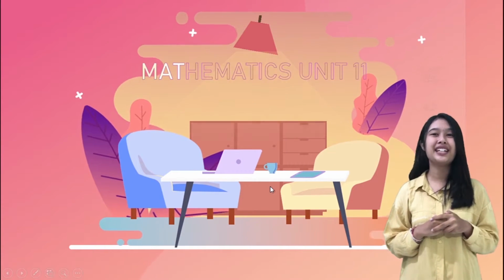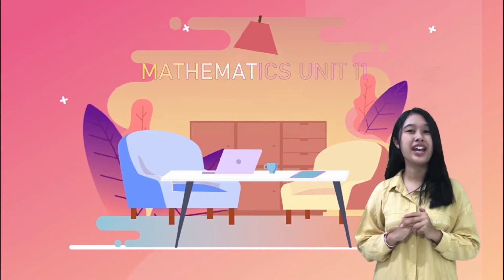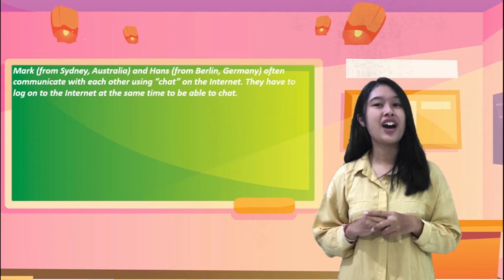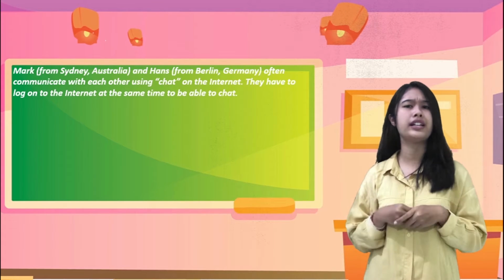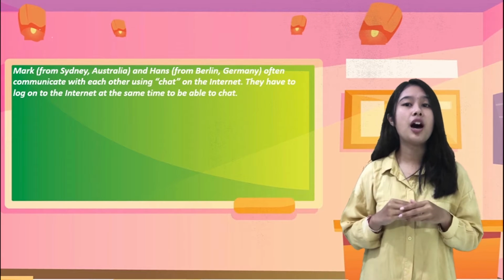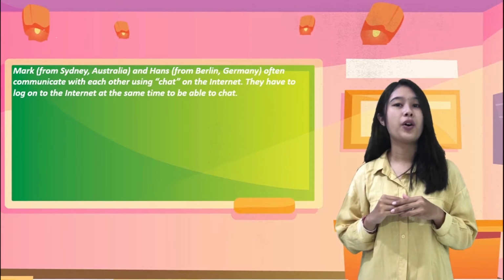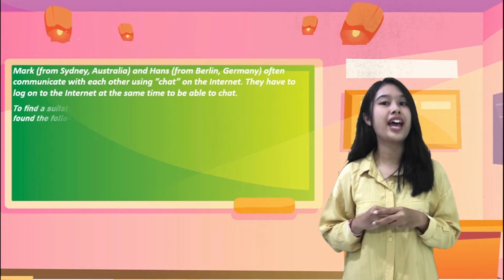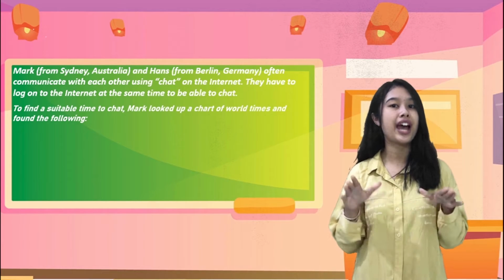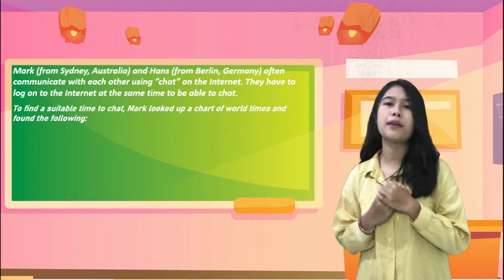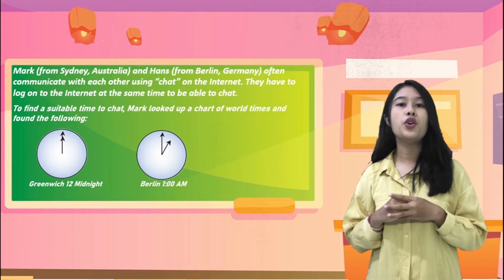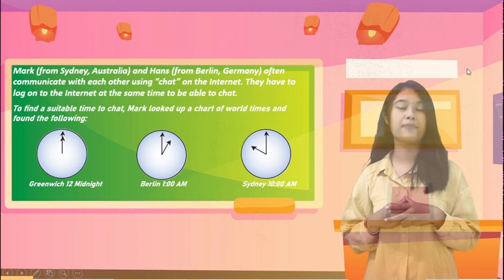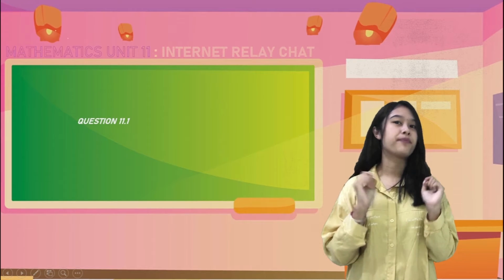Okay, now we will settle the PICA problem on Unit 11 about Internet Relay Chat. Mark from Sydney, Australia, and Hans from Berlin, Germany often communicate with each other. Using chat on the internet, they have to log on to the internet at the same time to be able to chat. To find a suitable time to chat, Mark looked up a chart of world times and found the following. Okay, question number 1.